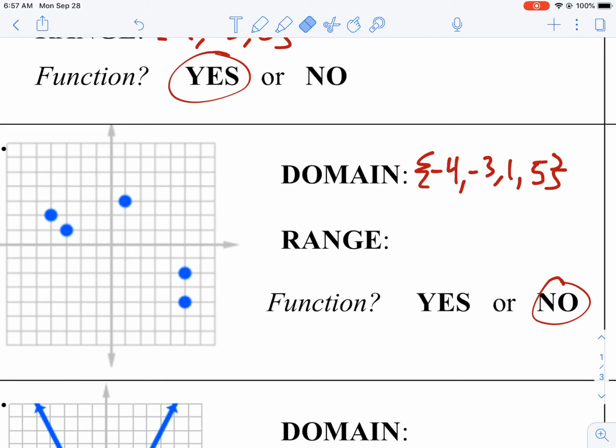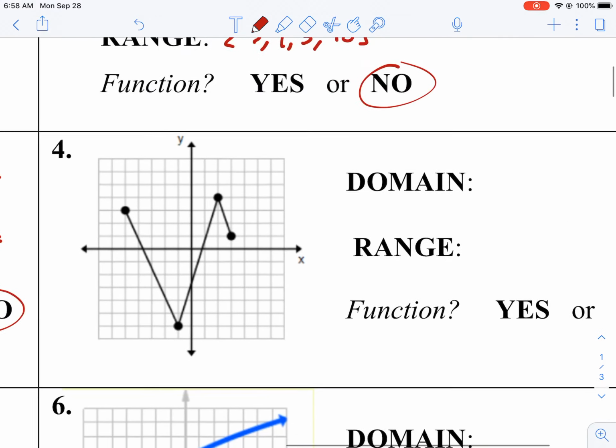For range, we do the same thing, but again, we're looking at the y values. So down here, that's 1, 2, 3, that's -4, -2 for this one. That one's at 1, this one's at 2, and that one's at 3. So that's if you have points on a graph, but they are not connected by a line.